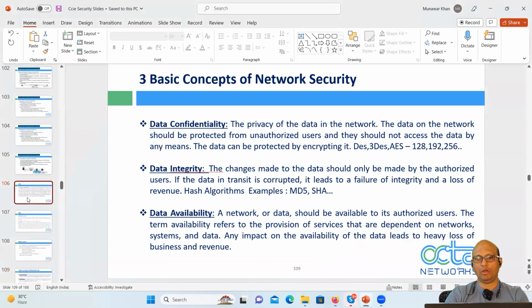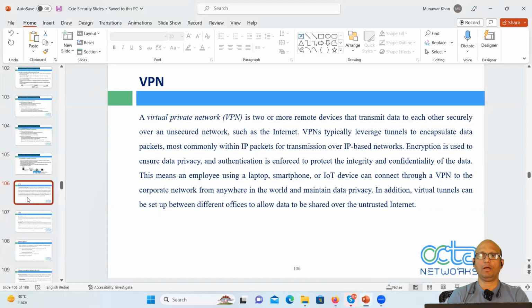So once again, we talk about VPN. VPN is nothing but a virtual private network. Actually, I couldn't start the recording button, so anyway, just repeat the definition.